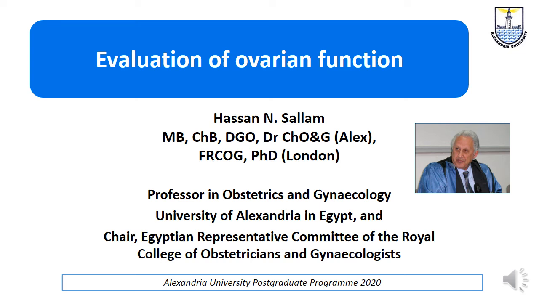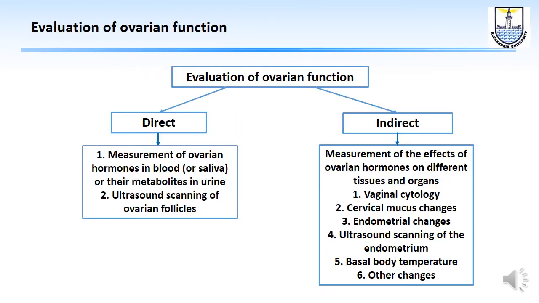I work for Alexandria University, and today I'm going to talk to you about the evaluation of ovarian function. Now, there are two ways of evaluating the ovarian function. There are direct ways and there are indirect ways. The direct methods are that we measure the hormone directly in the blood. The hormone, of course, can also be present in saliva, or we measure the metabolites of the hormone in the urine. The other way is to look by ultrasound at the ovary to scan the follicles and see if there is any activity in the ovary.